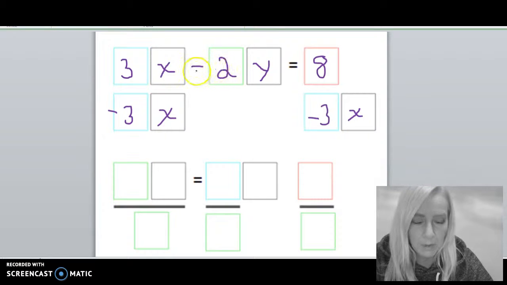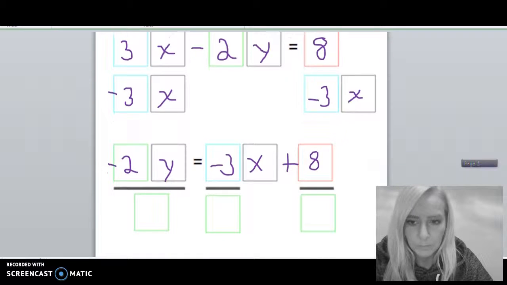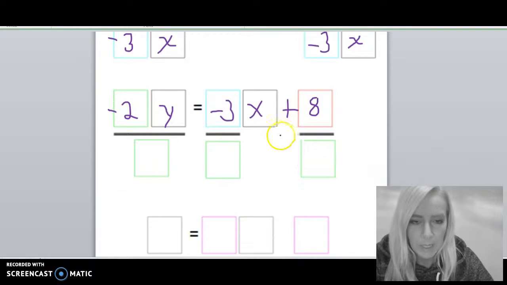So I'm left with negative 2y equals, I'm going to put my x terms first, negative 3x, plus 8. I'm adding 8 because it's positive. My last step is I'm going to divide by my term with the y. So I'm going to divide each term by negative 2.